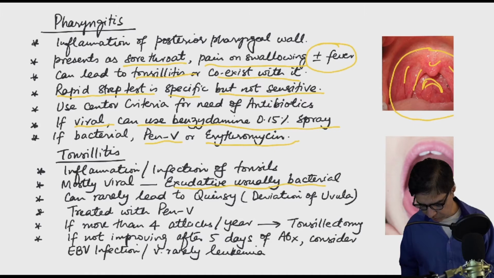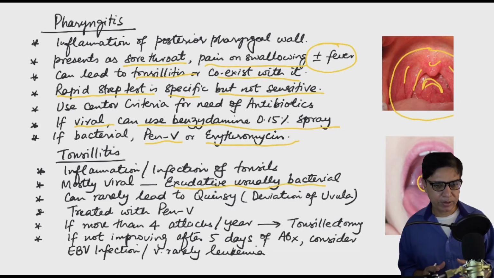Again, tonsillitis in most cases is bilateral. If it is unilateral, then you would be thinking of quinsy, what we call a peritonsillar abscess. So mostly viral, but if there are exudates, you would think of bacterial infection. As I said, rarely it can lead to a secondary development of pus behind the tonsil. We call it quinsy. In quinsy, you will see that one tonsil is bigger than the other one, and usually the uvula is deviated to the opposite side.